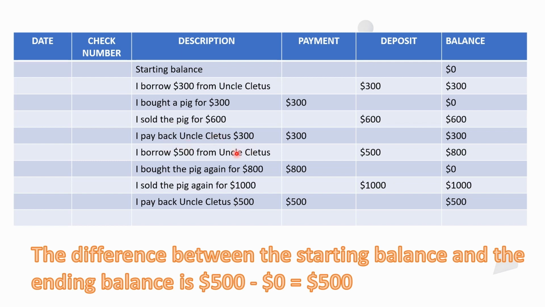Remember, we borrowed it up here so that I could buy that pig the second time because I couldn't make up my mind. So I pay back Uncle Cletus the $500, and so we subtract. That's a payment, a debit going out of my account back to Uncle Cletus. 1,000 minus 500 is 500. I have a $500 balance. So what happened? My starting balance was zero. My ending balance is exactly $500. The difference between the starting balance and the ending balance is 500 minus zero. My ending balance minus the starting balance, I have $500 left over. So once again, I have 500.